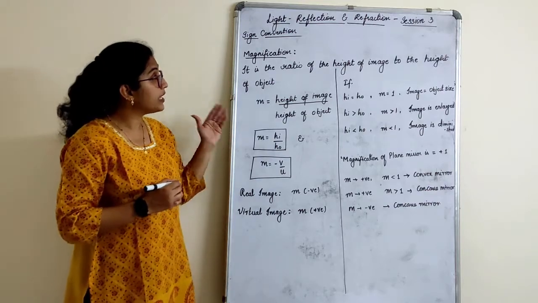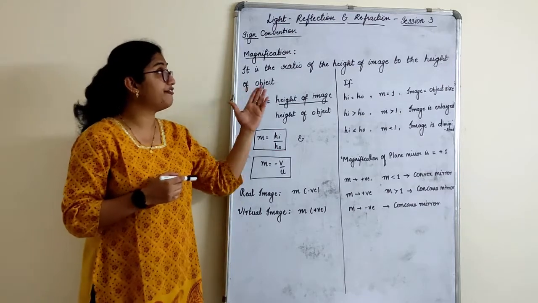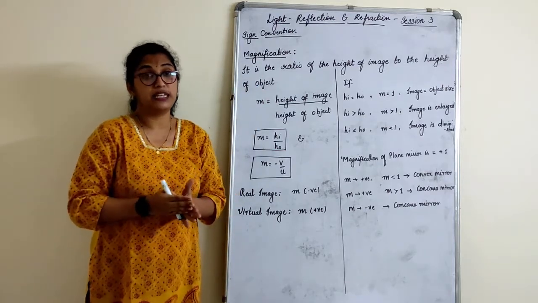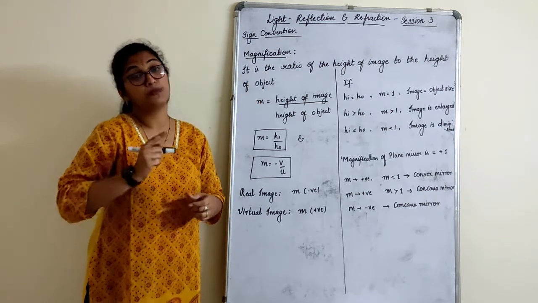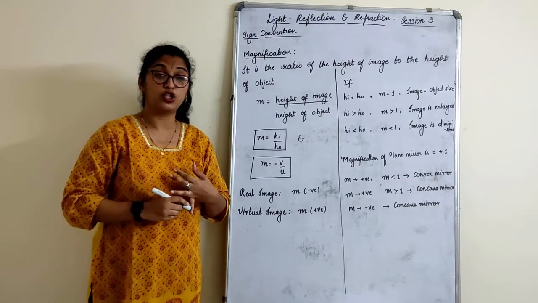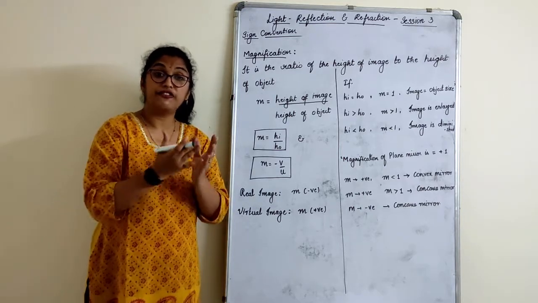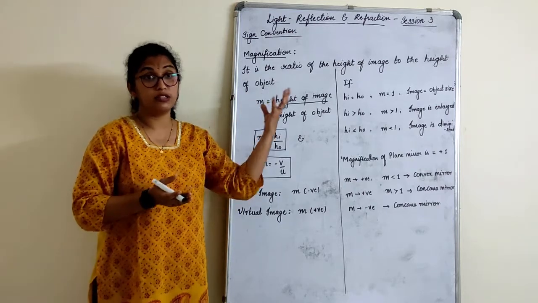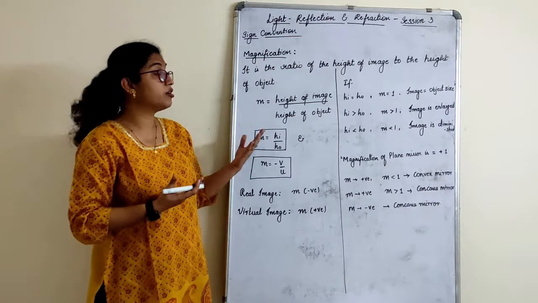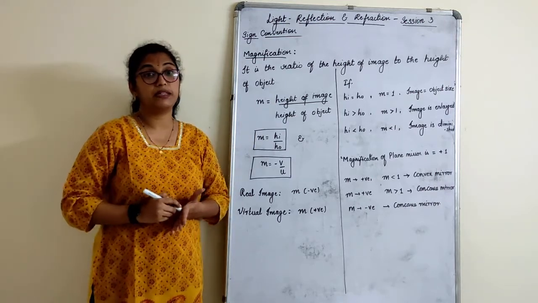So with this we complete reflection. In the chapter light, reflection and refraction, we complete the first half of the lesson, that is reflection. So the next session will be on refraction. So what is refraction? What is refractive index? Then what are the different types of lenses based on the refraction, and their sign conventions or rules to draw the ray diagram under refraction. We'll study them in the next session.